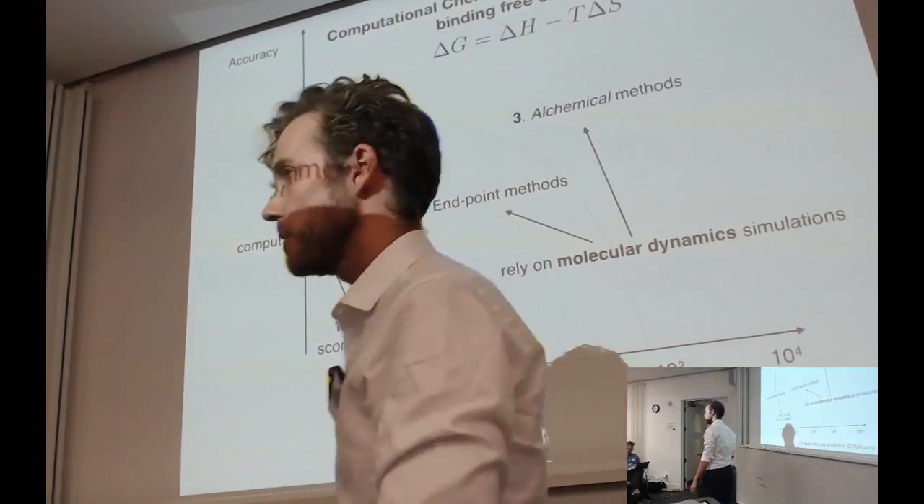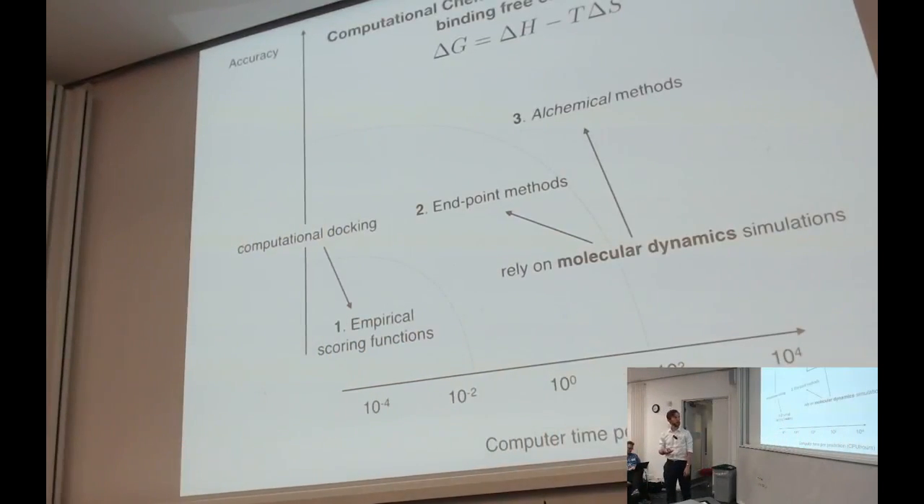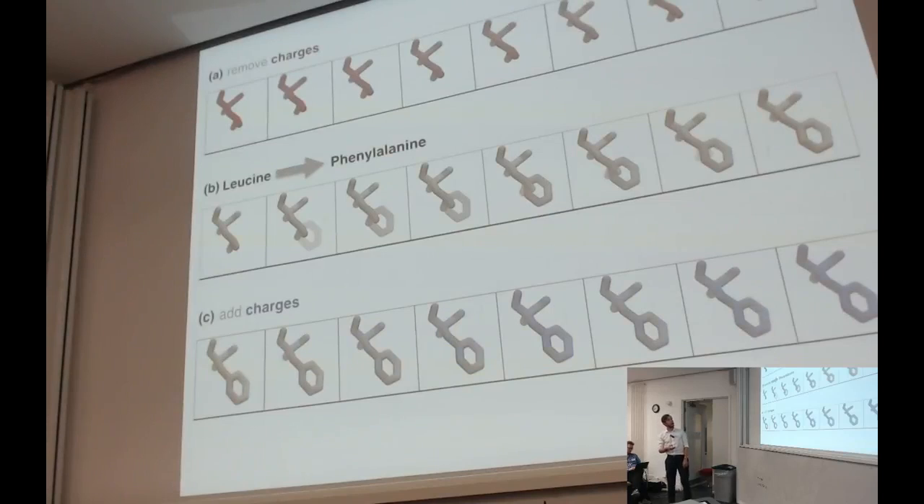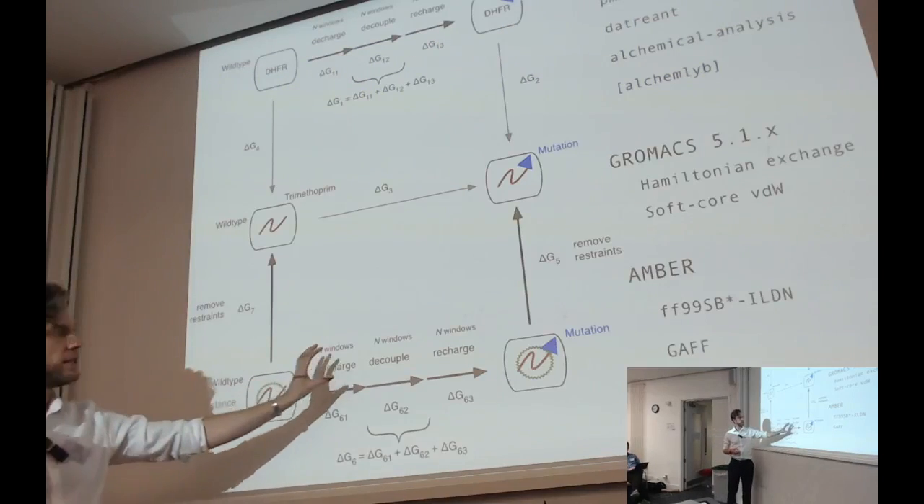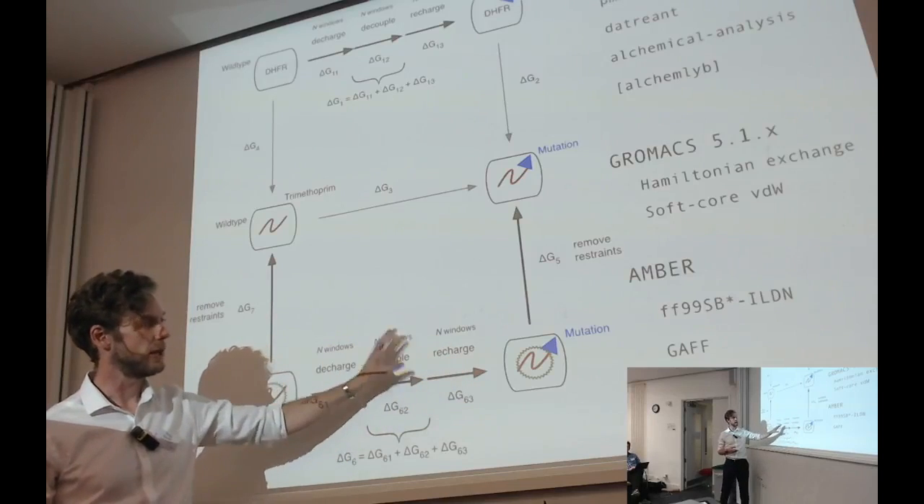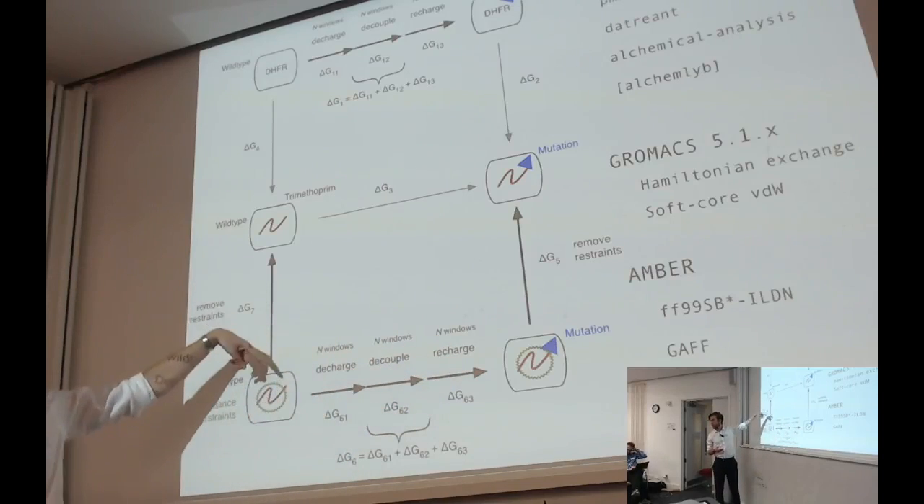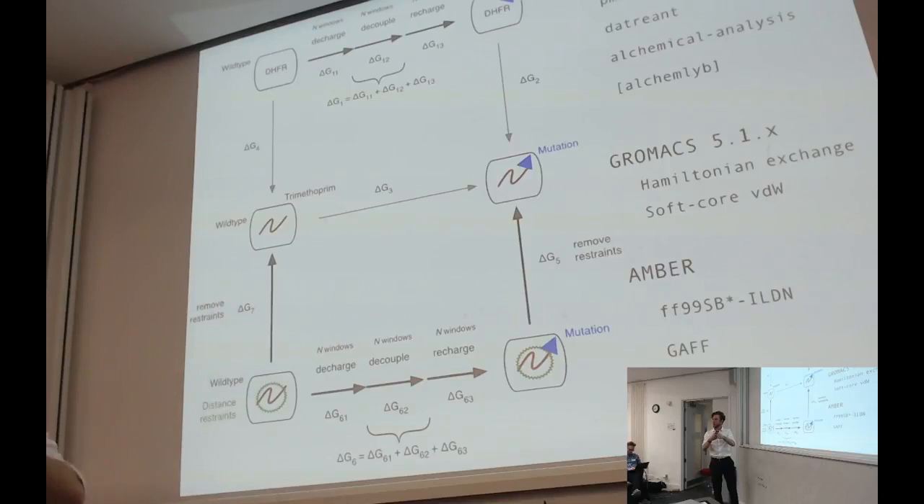I'm going to use alchemical methods. I've tried endpoint, it doesn't work. I didn't even bother doing docking. We're following best practice in doing decharging, van der Waals and recharging. Another thermodynamic cycle, you can see the decharging, recharging, decoupling going on here. We've got restraint legs in as well to numerically measure the cost of holding the restraint there.